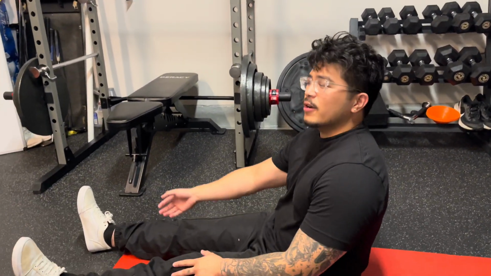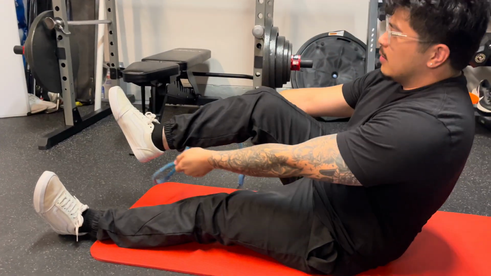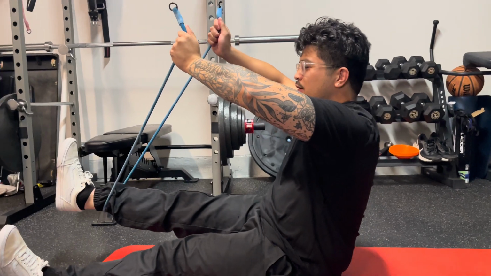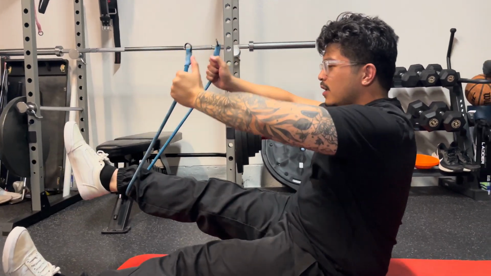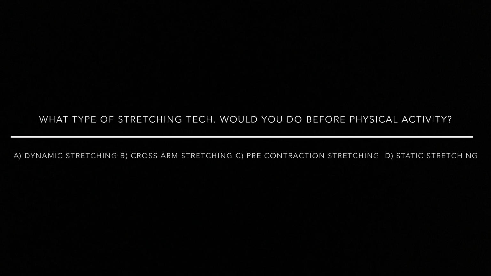And if you don't have a partner, you can use a resistance band, like so. So, pulling up with the resistance band and driving your heel down towards the floor, holding it for a few seconds, releasing, and that should bring your leg at a greater range of motion.